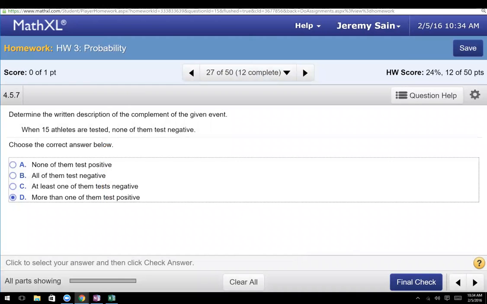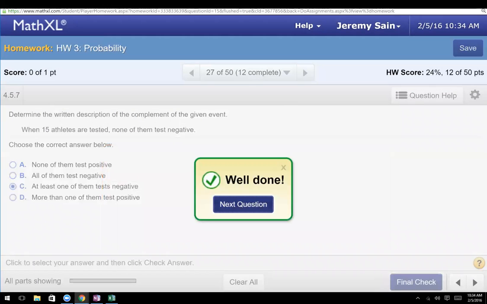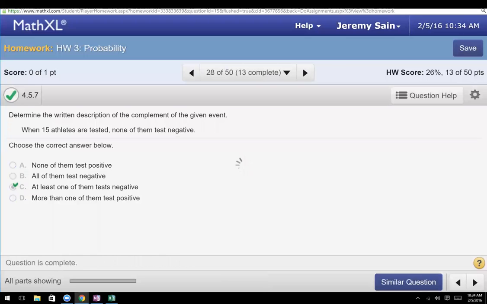Oh, crap! It is C. I can't read. So none of them test negative is they all test positive. So the opposite of they all test positive is at least one of them tests negative. Wow. Okay. English is not my strong suit.